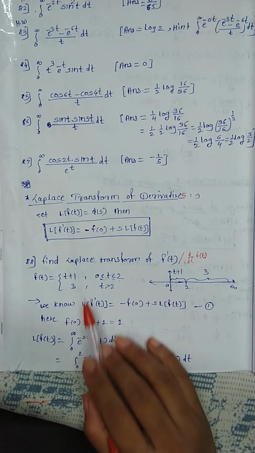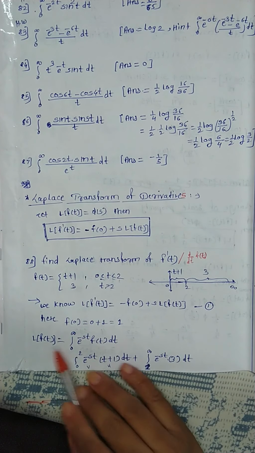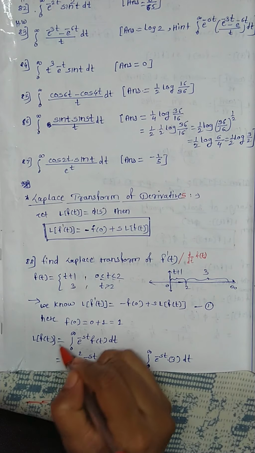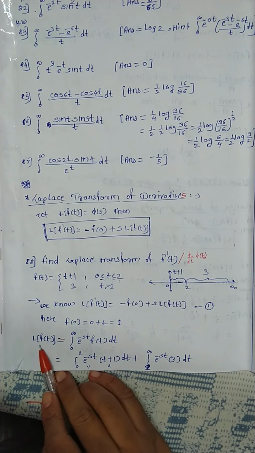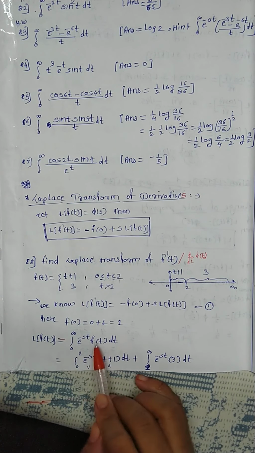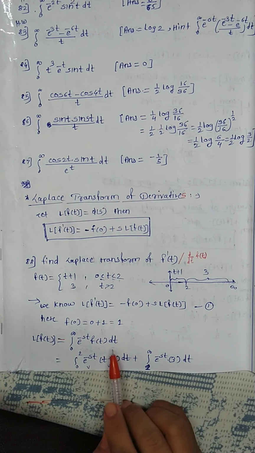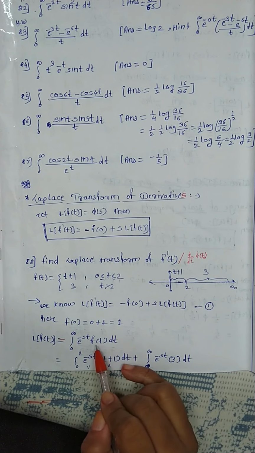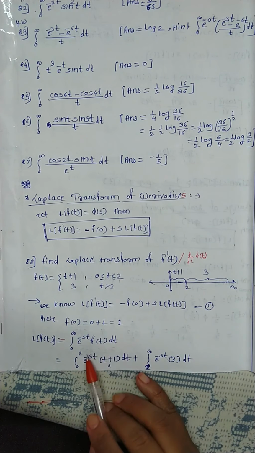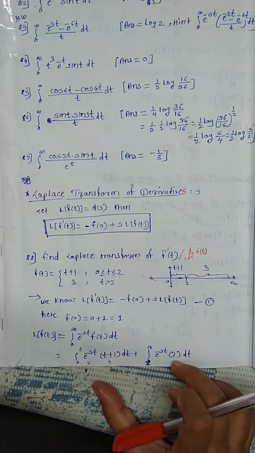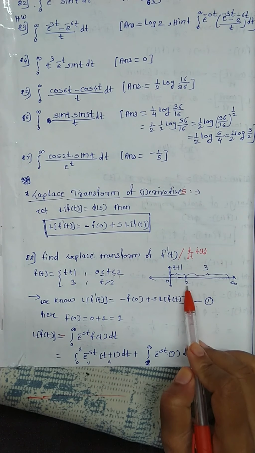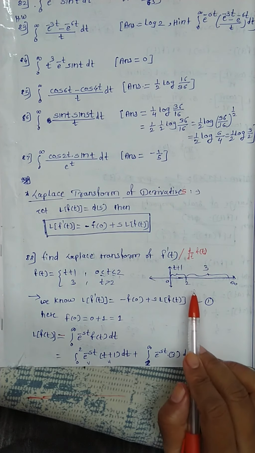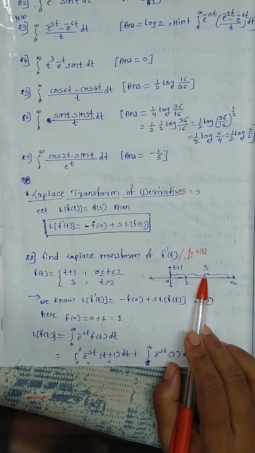Now, the function is given in interval format, that's why we are going to use the original definition of Laplace. L of f(t), we have to memorize all these things. L of f(t) is equal to the integration from 0 to infinity of e raised to minus st times f(t) dt, which is the original definition of Laplace. In this integration, since the function is given in interval format, the integration splits into two intervals. First is 0 to 2 and second is 2 to infinity. In the first interval 0 to 2, the value of the function is t plus 1, and for 2 to infinity the value of the function is 3.